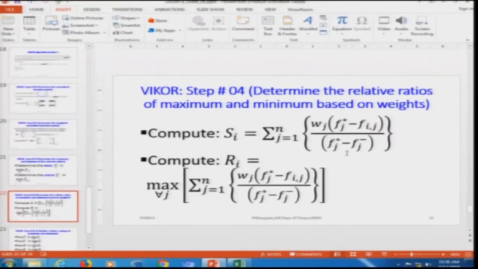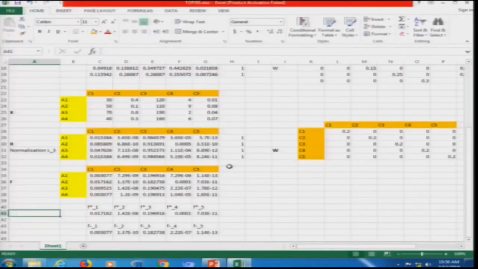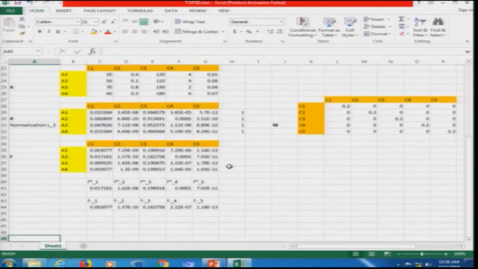So, let us consider the normalized denominator. The Fj star minus Fj minus. So, this is what I have. This would be F star comma 1 minus F minus. So, these are the values.